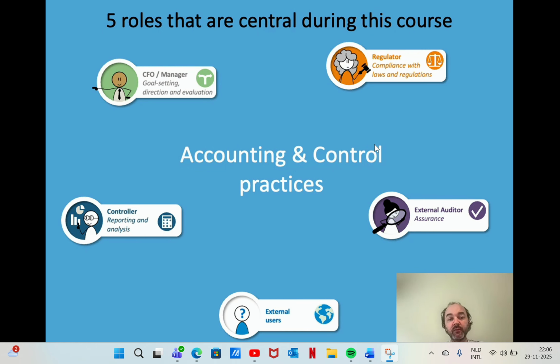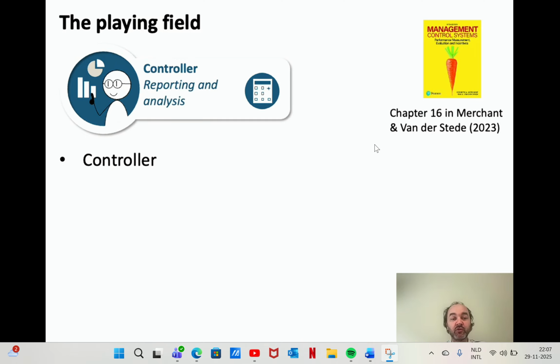So each one of these 5 has a different perspective on accounting and control, but also developments such as digitalization and sustainability reporting have different implications for all 5. So they will all be affected by those developments somehow. We'll come back to that many times during this course. So I hope that during the different topics that we discuss, we will see how this impacts these different roles. Now, let's talk you through all these individual roles in some more detail. So let's start with the controller.